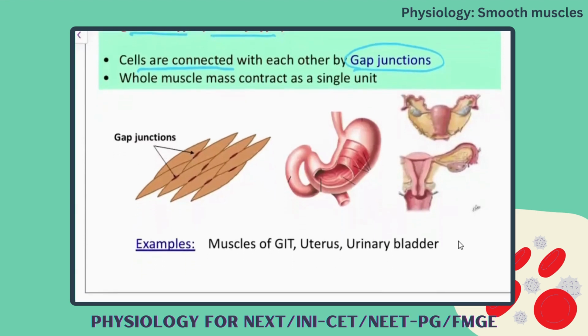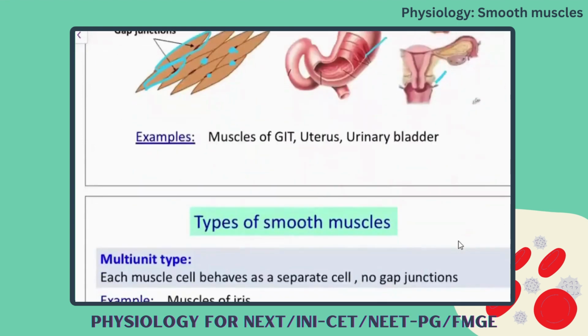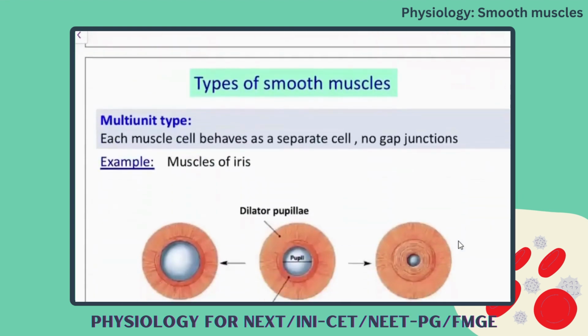Examples here, the picture given is for the endometrium of the uterus, stomach, everything. See, this is one single unit of the smooth muscle, and all these are connected by the gap junctions. Okay, clear? And next one is the multi-unit type.